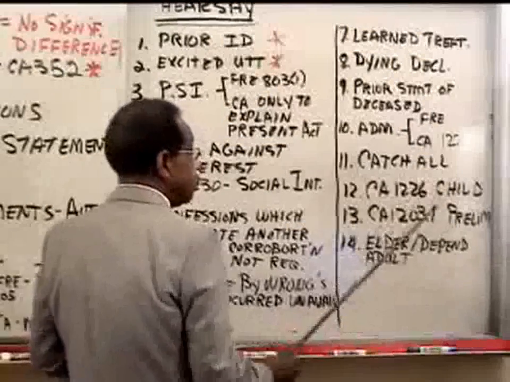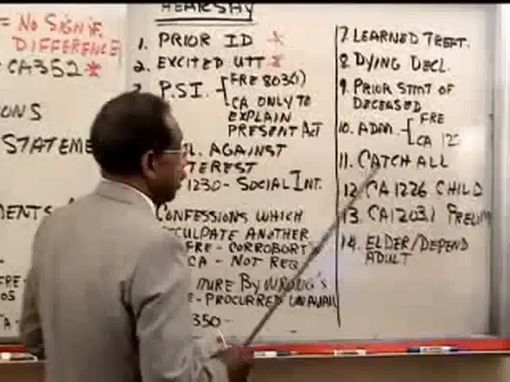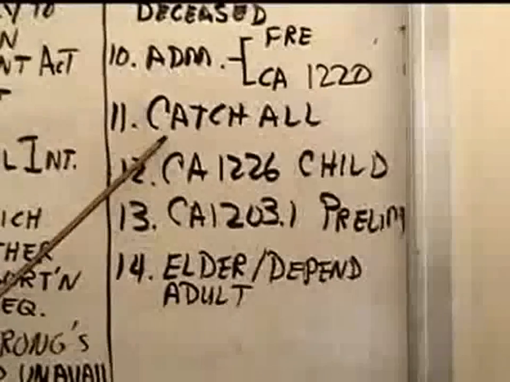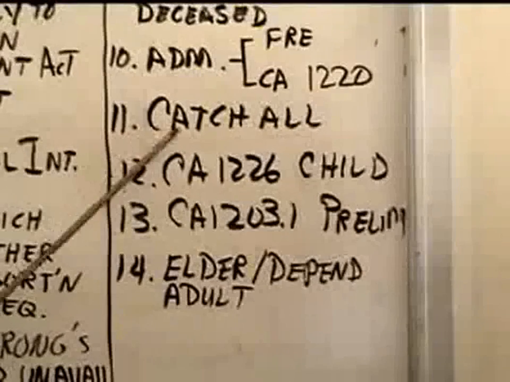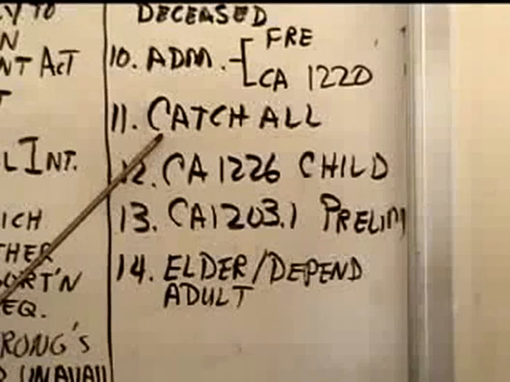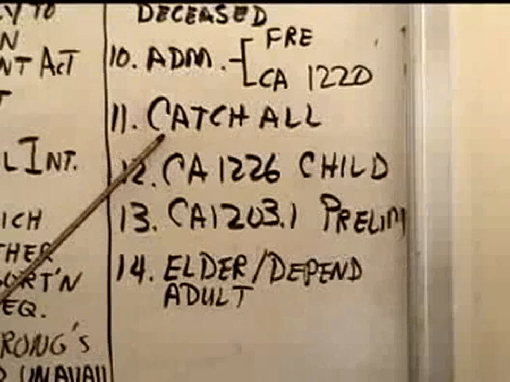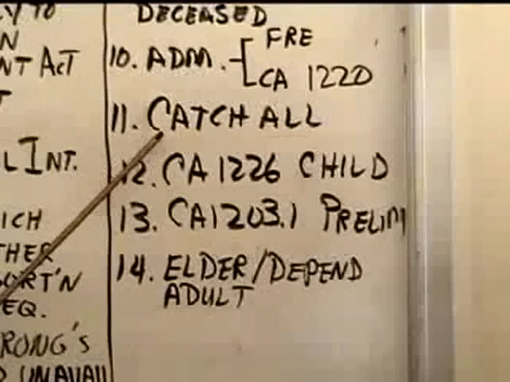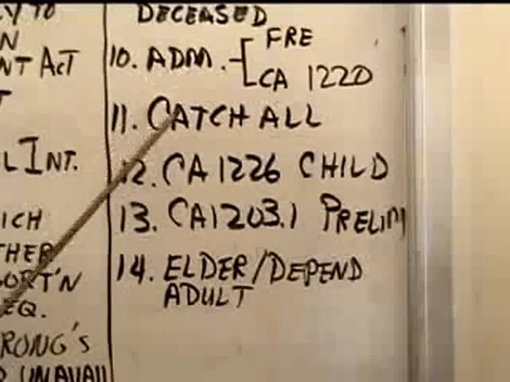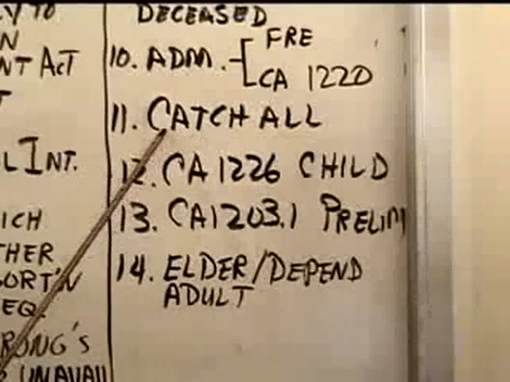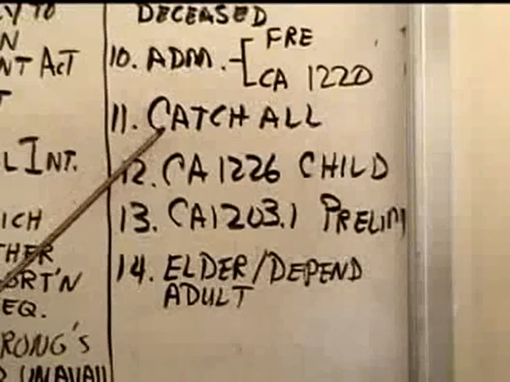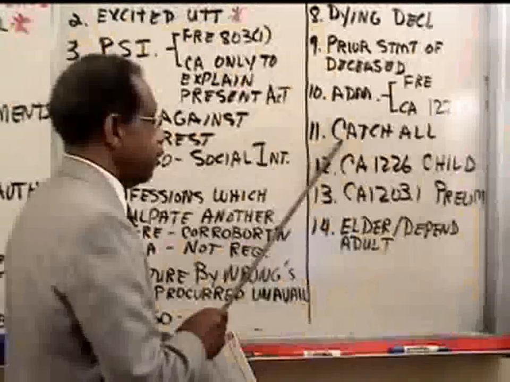Item 11, the catch-all. The federal rules have a catch-all exception to hearsay. California does not have a catch-all exception. California does allow judges to make judicial exceptions to hearsay. Certainly at the appellate level they can do it, which means they could probably do it at the trial level. So judges can probably do it because the statute says they can make judicial decisions. But there is no catch-all as such in California. There is under the federal rules.